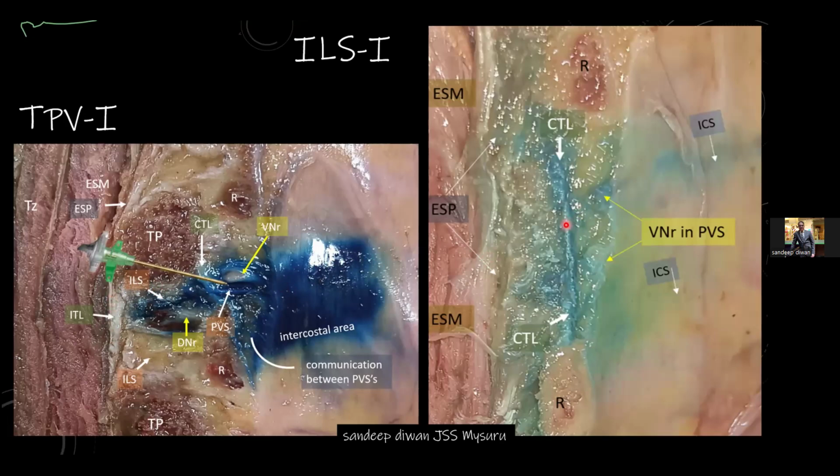And when we injected in the costotransverse or the interligamentary space, we found that the costotransverse ligament was highlighted. The injectate did diffuse into the paravertebral space, and there was a very mild diffusion into the intercostal space. And again, there was no diffusion into the erector spinae plane.